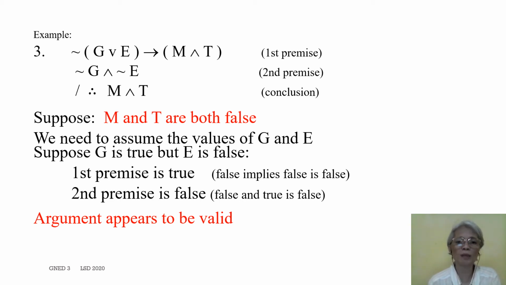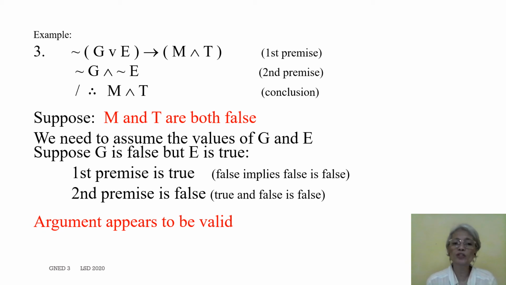What about the second premise? G is true. Therefore, not G is false. False and not E, whatever the value, is false by the rule of conjunction. But for the sake of discussion, since E is false, not E is true. But we have false and true, that is false. So again, we are able to find a premise which is false when G is true, E is false, and both M and T are false. That is the second premise. Again, the argument appears to be valid.